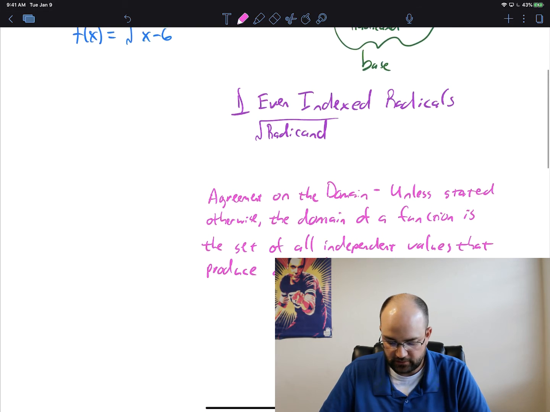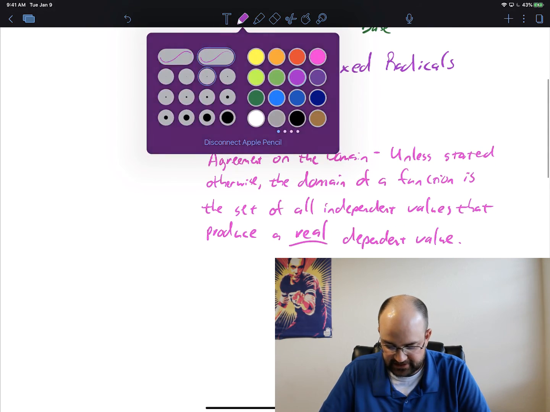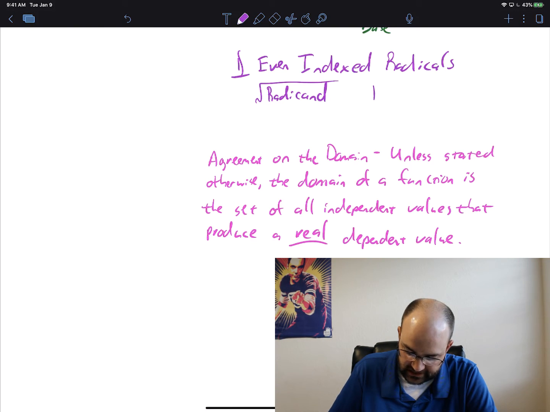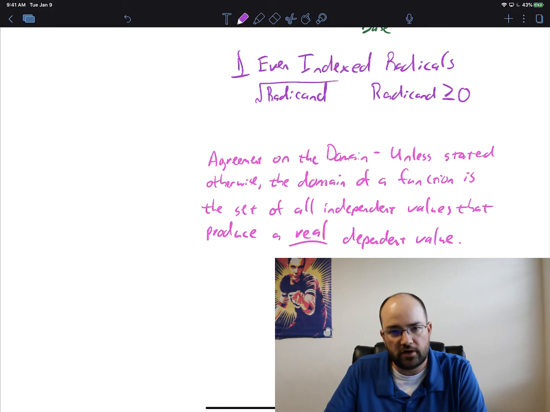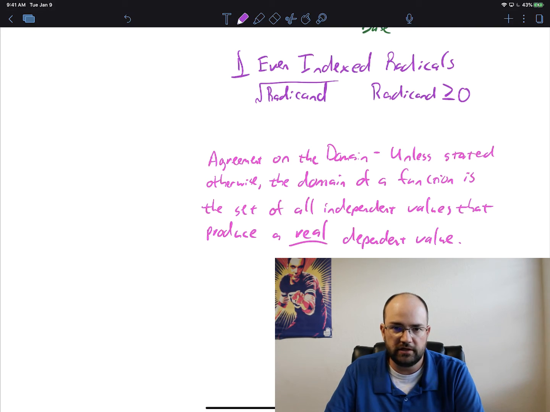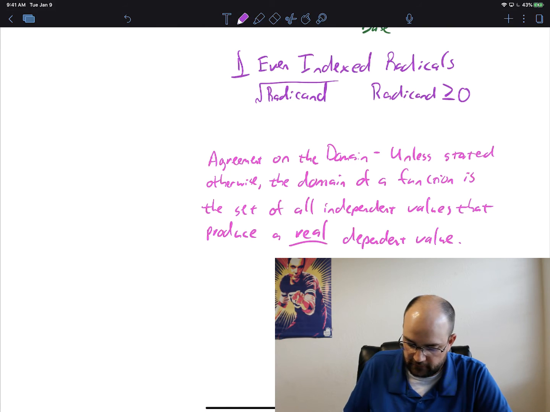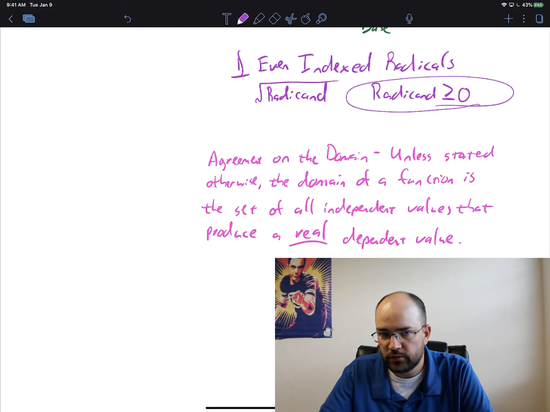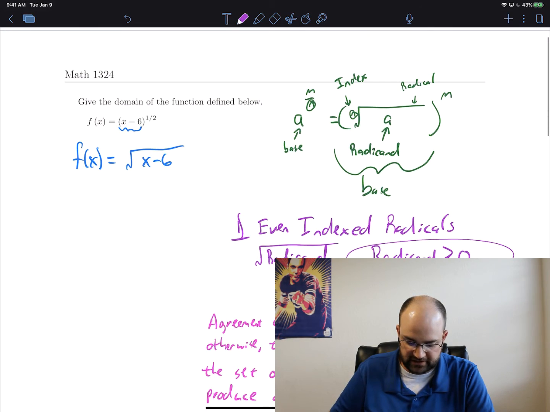As a result, what that means for us is to find the domain for even indexed radicals, what we're going to do is take the radicand and set it greater than or equal to 0 and then solve that inequality. And once you have that inequality, put it into interval notation. So for even indexed radicals, here's what you need. Whatever's underneath the radical must be greater than or equal to 0. Let's see how that works here.